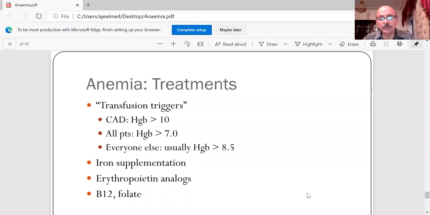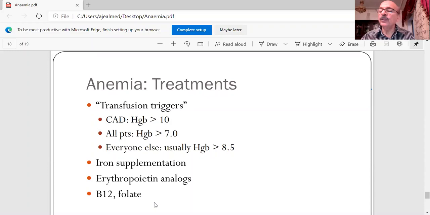Okay, you have to remember that supplementing iron and supplementing folic acid and B12 is not only to correct the anemia, but to restore the body stores. Actually, normally there is at least 6 grams of iron in a human body. 0.5 gram to 1 gram is circulating in the blood, and the rest is stored in the bone marrow.